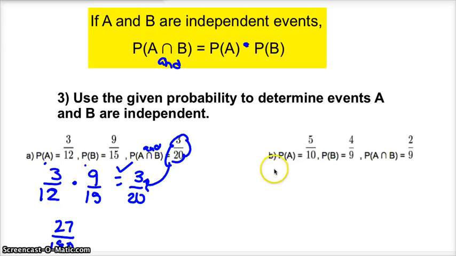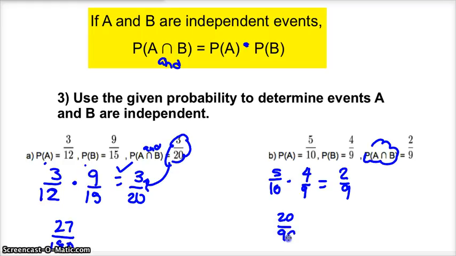Let's try it over here. If I take the probability of A times the probability of B, it needs to equal the probability of A and B. Does it? So this is 20 over 90. Yep, these two things end up equaling.